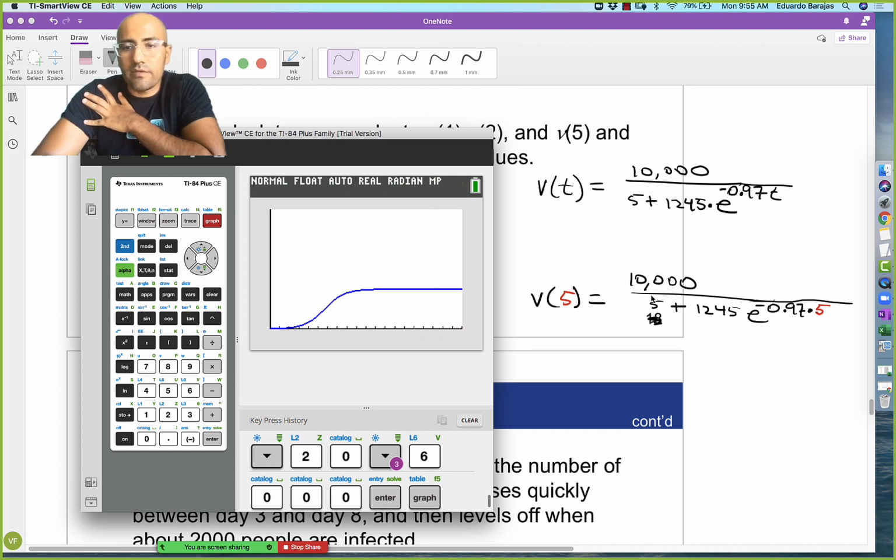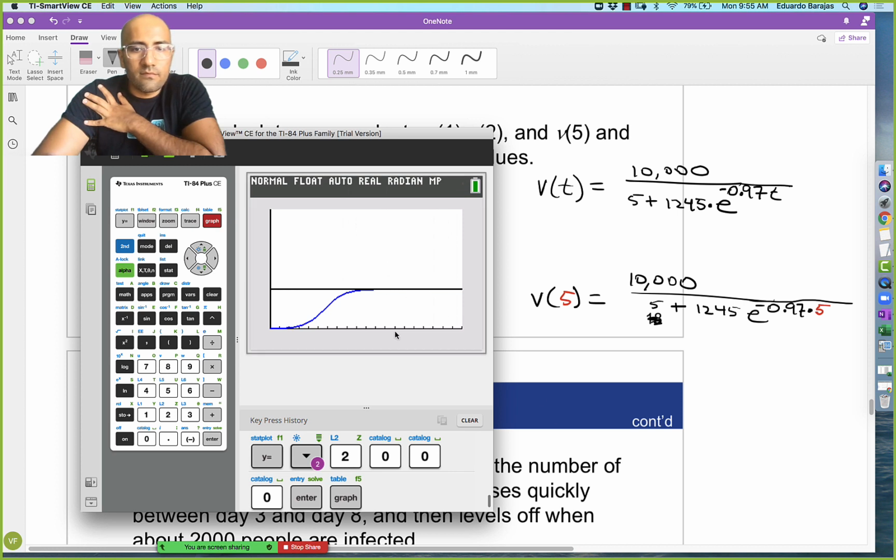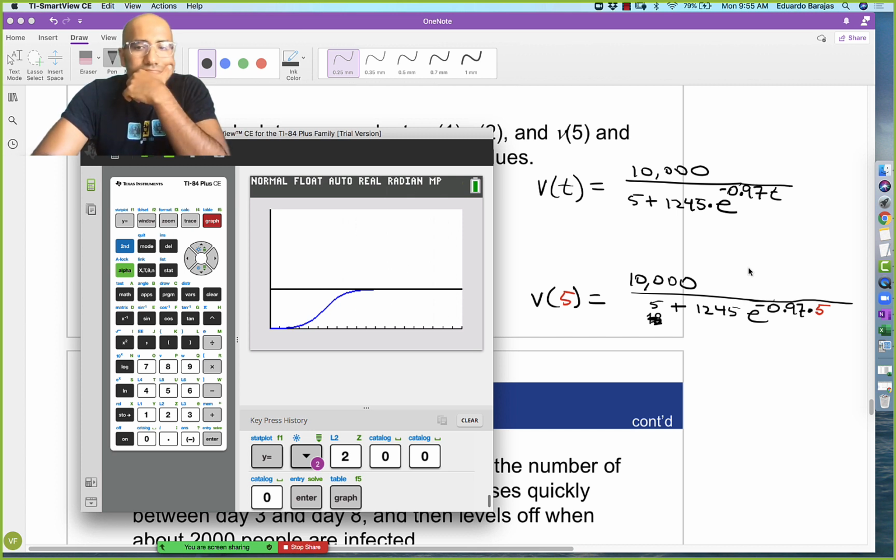5 plus 0 equals 5. So 10,000 divided by 5 is 2,000. So it looks like this is in a plateau around the 2,000 mark. So let's graph y equals 2,000, and we'll see that. It kind of plateaus around there, around 2,000. Any questions about that?